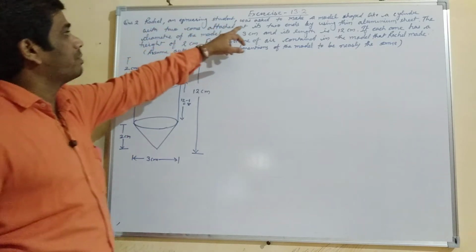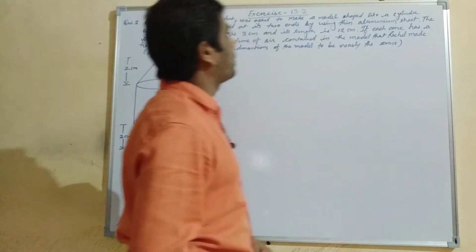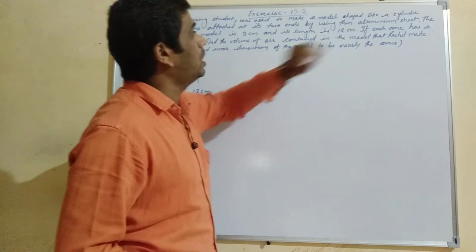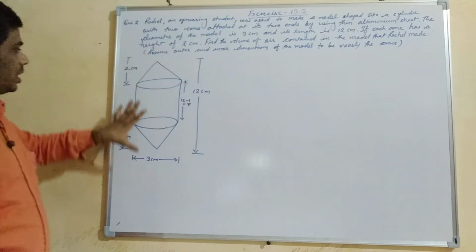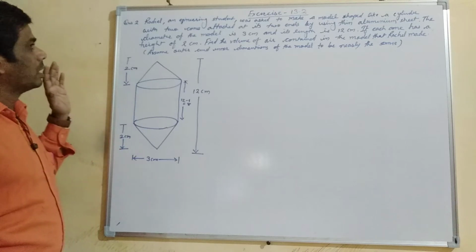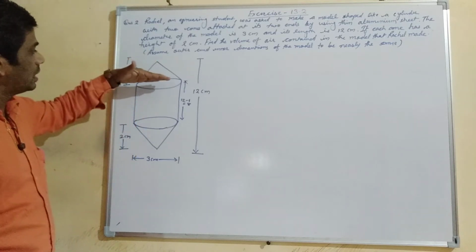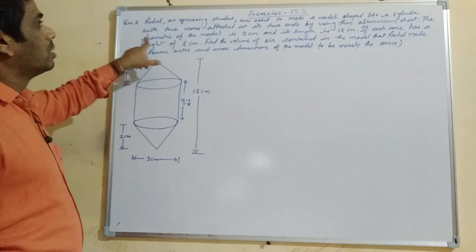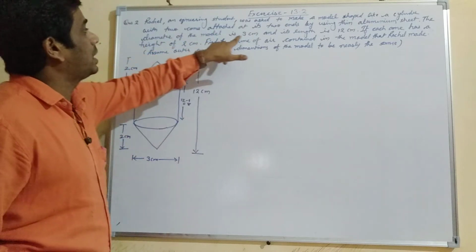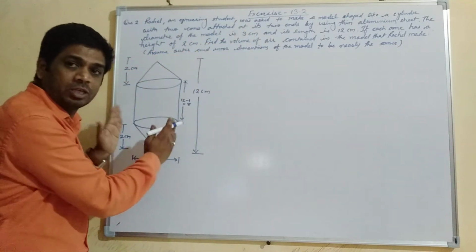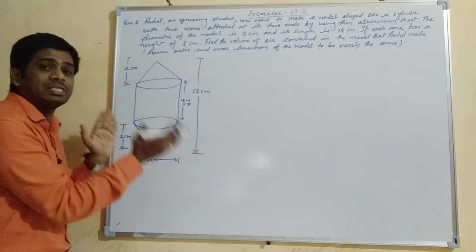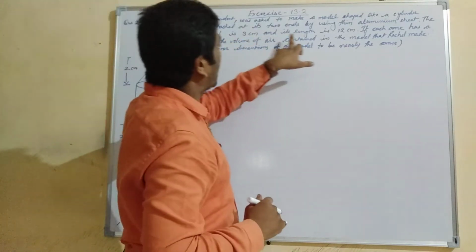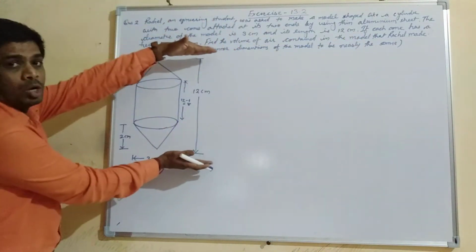Rachel, an engineering student, was asked to make a model shaped like a cylinder with 2 cones attached at its 2 ends by using aluminum sheet. Means he has made a model like a cylinder shape and he attached 2 cones at the 2 ends of this model. Okay, then the diameter of the model is 3 centimeter, which means diameter of a cone as well as diameter of a cylinder will be 3 centimeter, and its length is 12 centimeter. Total length of the model is 12 centimeter.